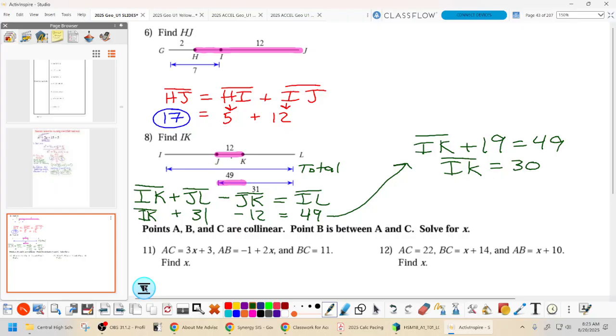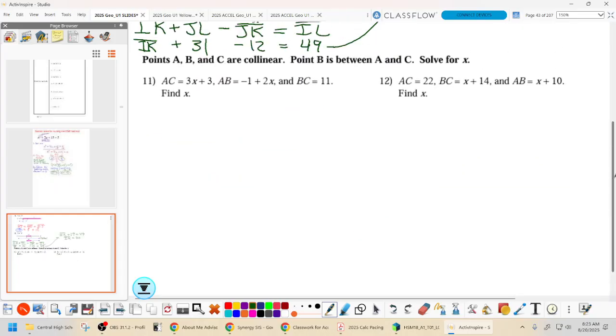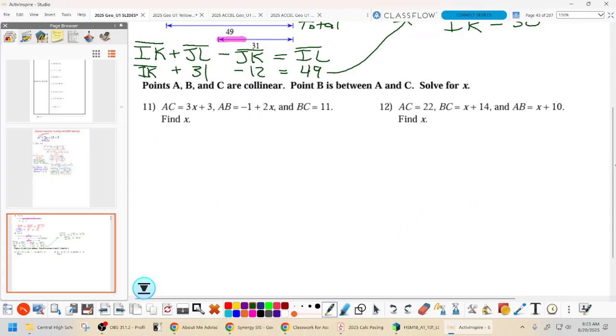Here's an example or two of ones that don't have a picture. So, points A, B, and C are collinear. Do you remember what that word means? We wrote it in your notes yesterday.